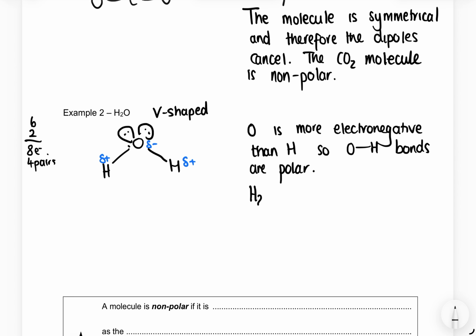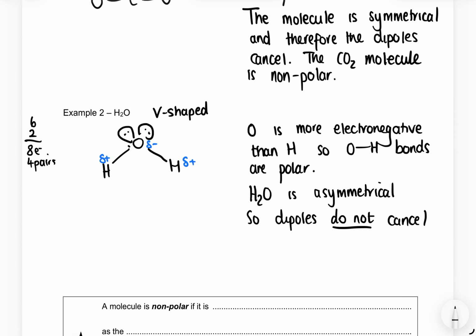Water, though, is asymmetrical. These lone pairs mean that it's not evenly spread out. The lone pairs repel more than the bond pairs. That's an asymmetrical spreading because we've got different amounts of repulsion. So the dipoles do not cancel, and water is a polar molecule.